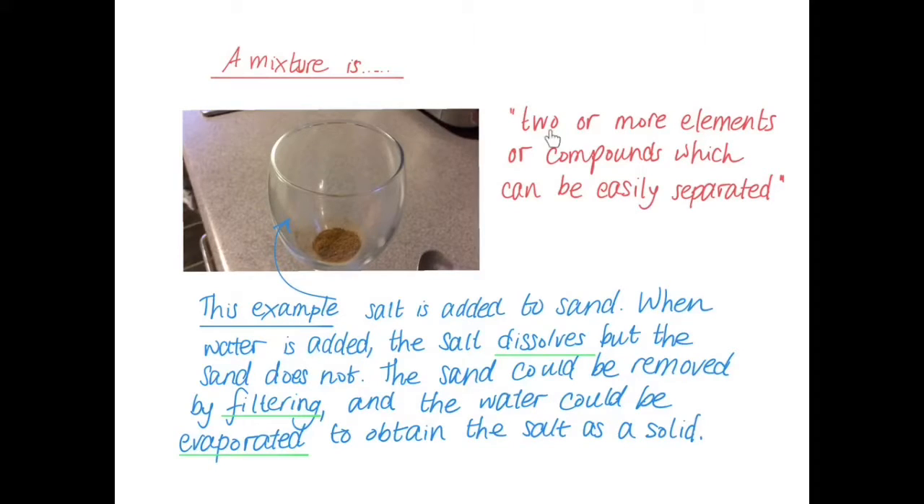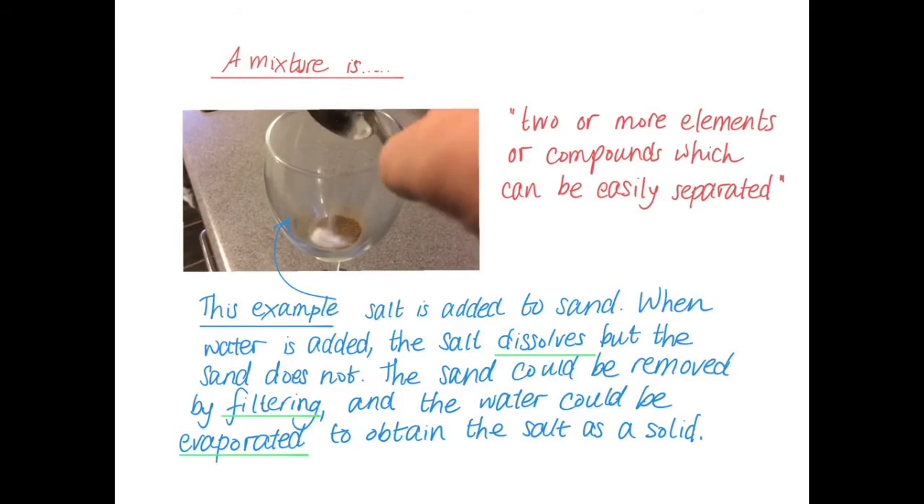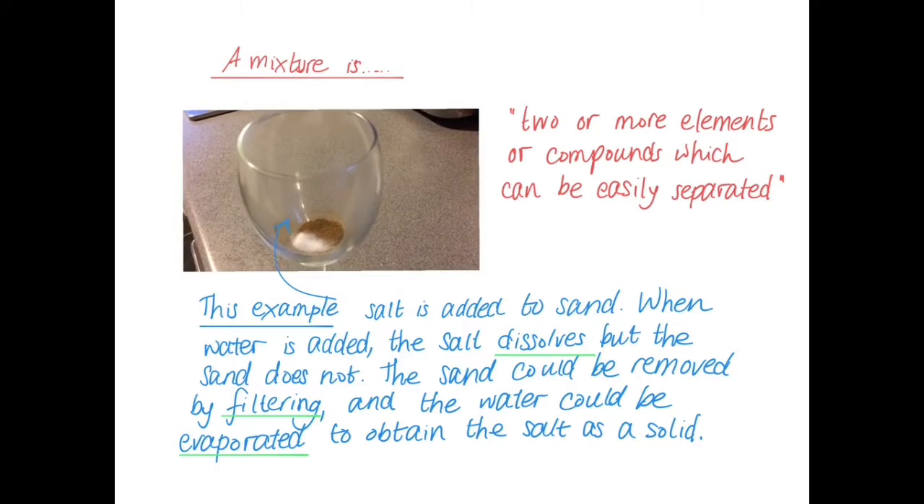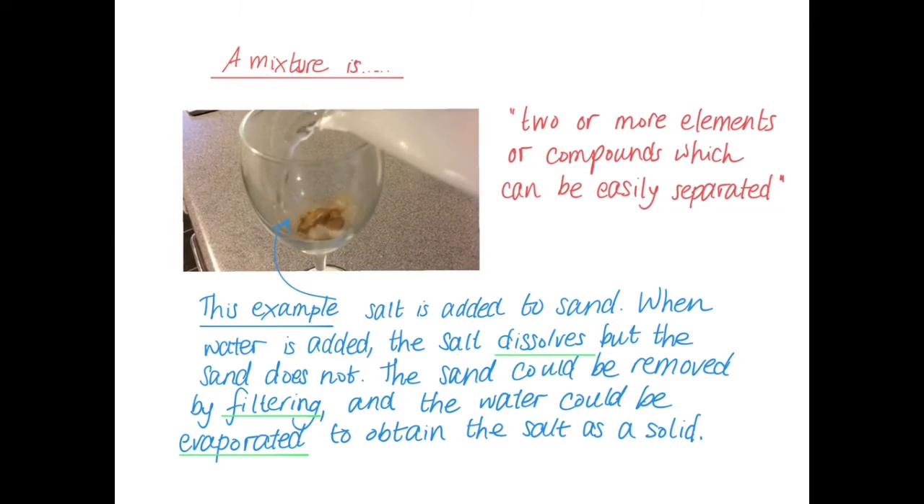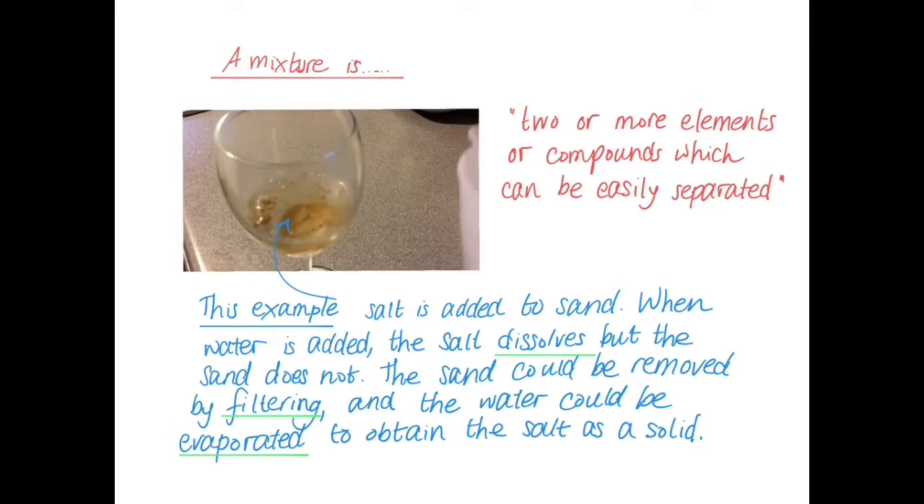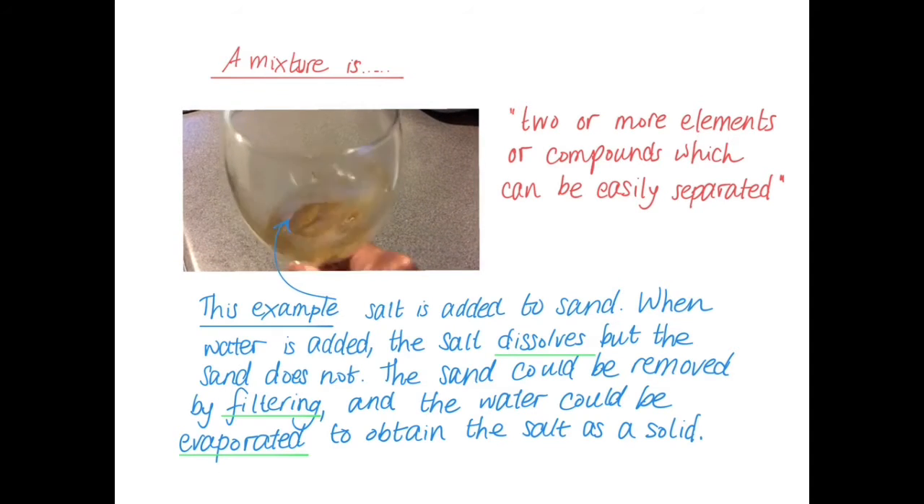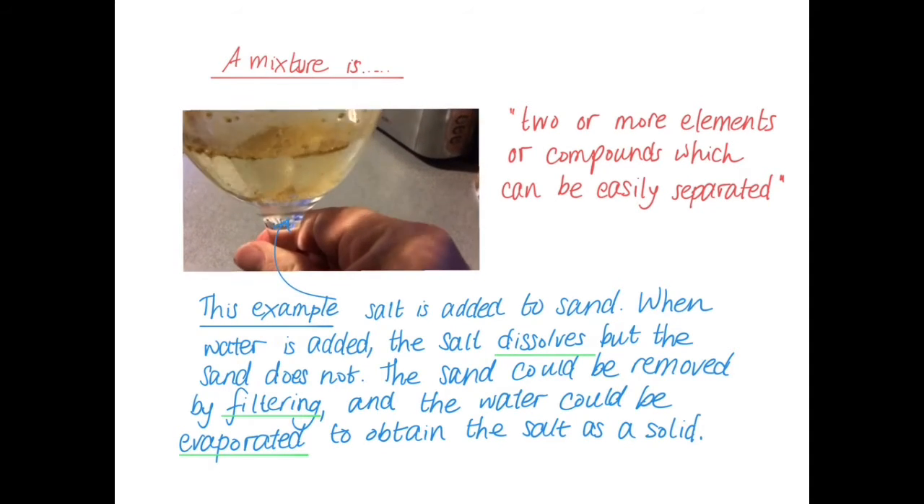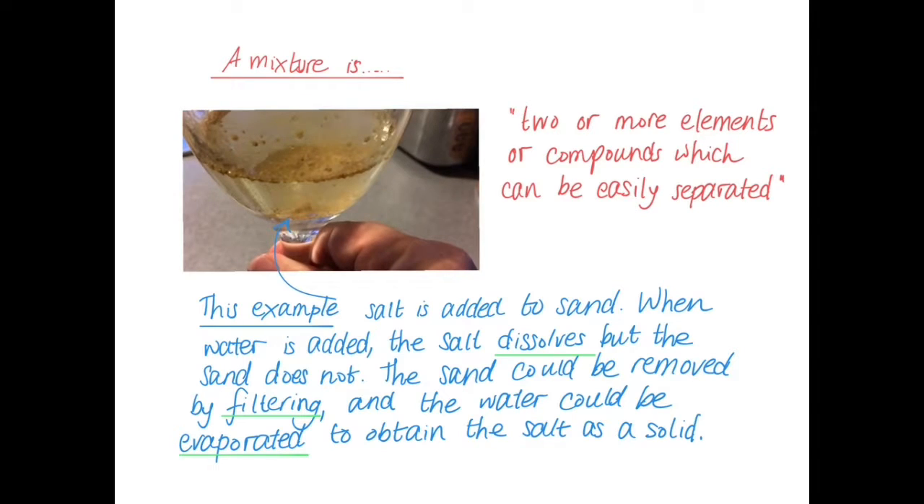A mixture is two or more elements or compounds which can be easily separated. For example, if you take salt and you take sand and you mix them together and you add water, the sand won't dissolve but the salt will, as shown in this demo here. So you can separate sand from salt because salt is soluble and sand isn't. And because you can separate them, they're a mixture.